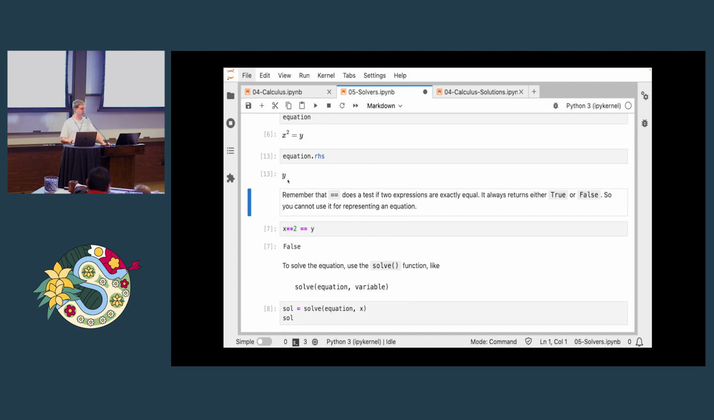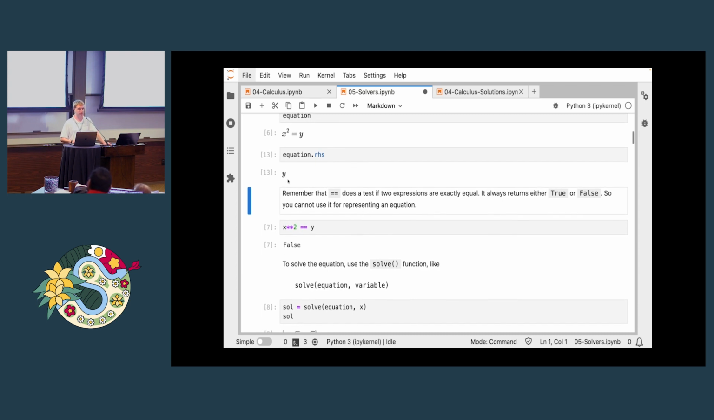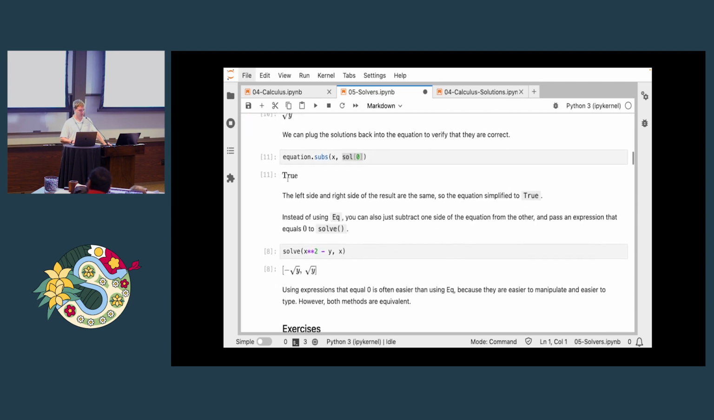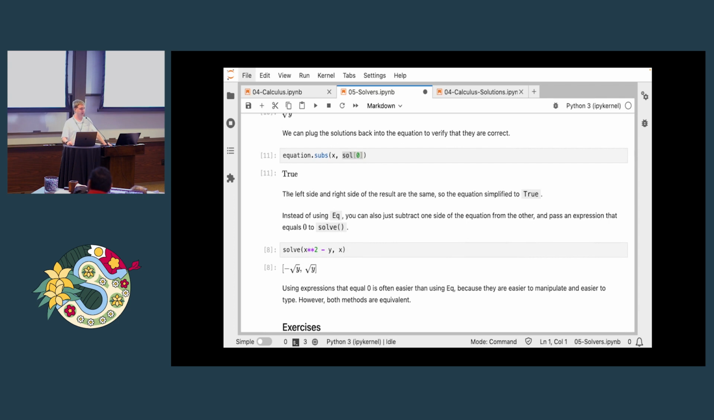So what you typically want to do when you're using solve is, instead of using an equation, use an expression that's equal to 0. Basically, subtract one side of the equation from the other.